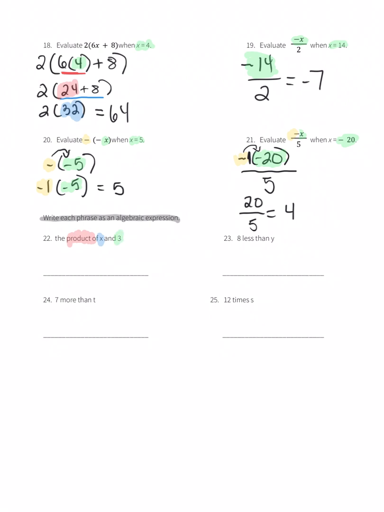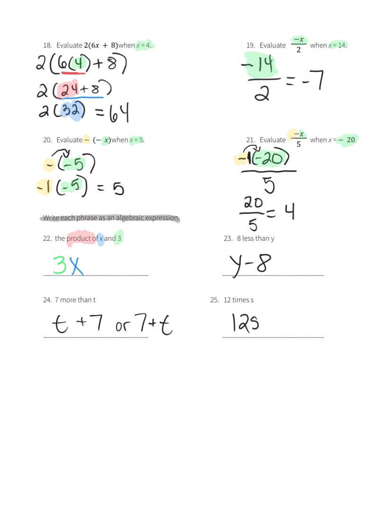Well, I know when I'm working with variables and numbers that I write it as a multiplication as 3x. The number is just right next to the variable. This means 3x means 3 times x, or the product of x and 3. All right, go ahead and do the next couple on your own.